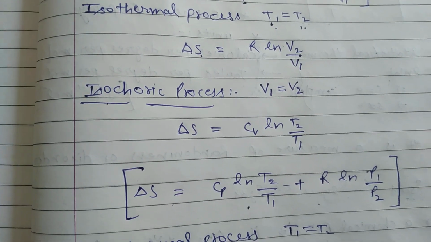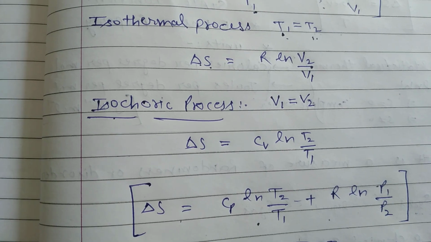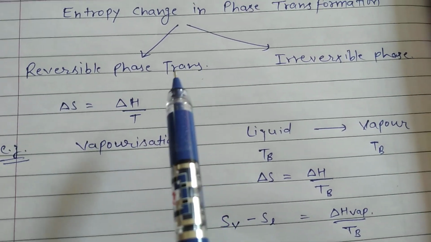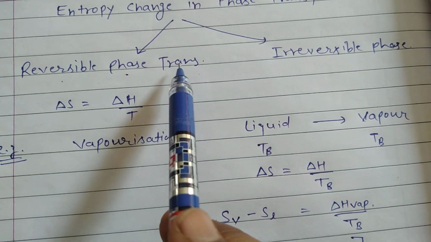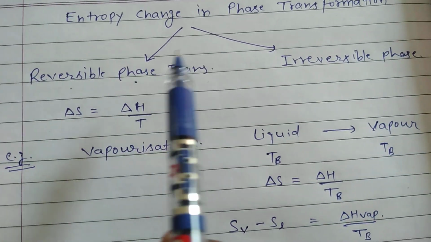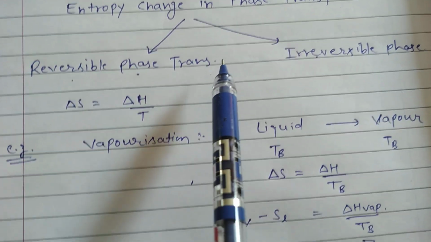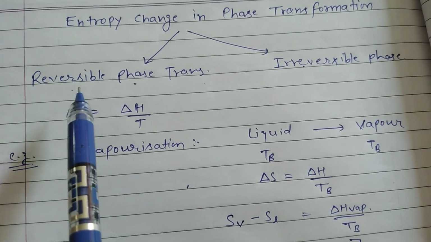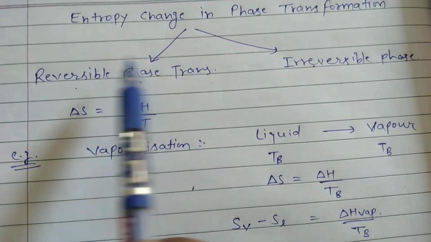And now we will see the change in entropy when we are changing the phase of the system. Two types of phase transformation can take place: either a reversible phase transformation or an irreversible phase transformation. In both cases, we will study how entropy is going to change during these two processes. First, we will see how entropy changes when a reversible phase transformation takes place.